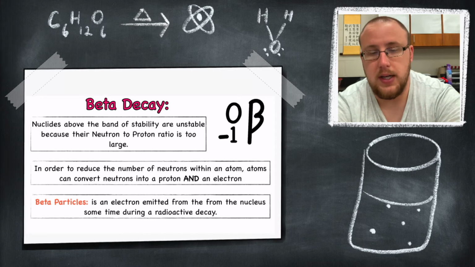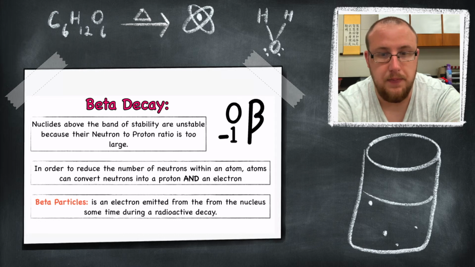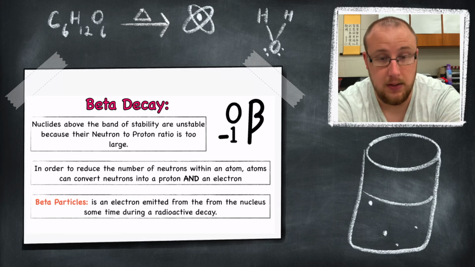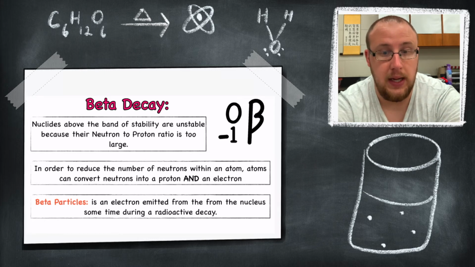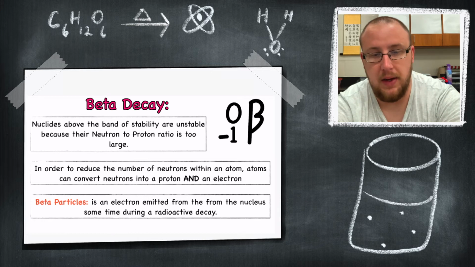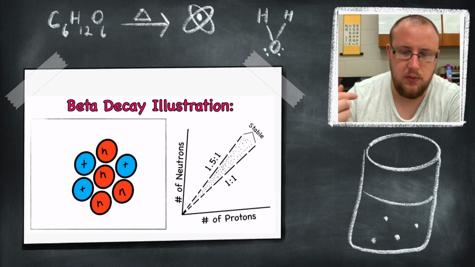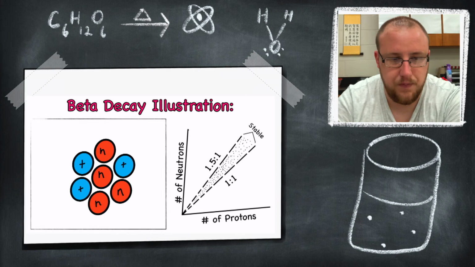So in order to reduce the number of neutrons, an atom can convert a neutron into a proton and an electron. So keep that in mind, and an electron. A beta particle is an electron emitted from the nucleus at some time during a radioactive decay. So let's think about this.